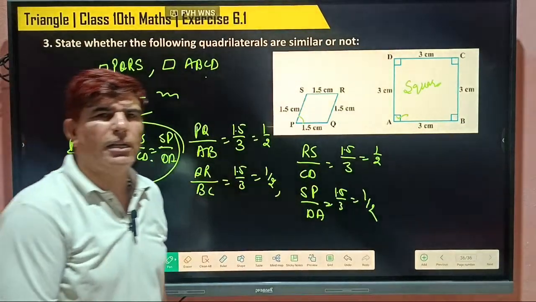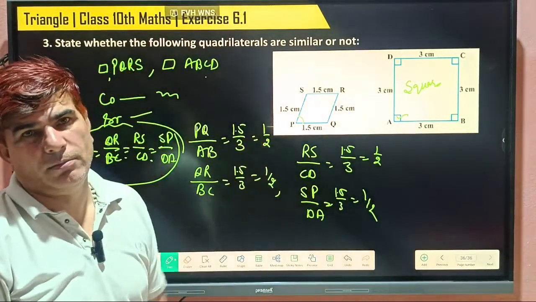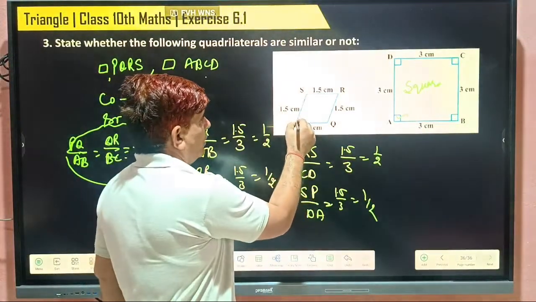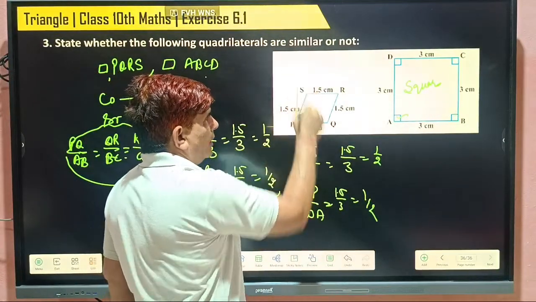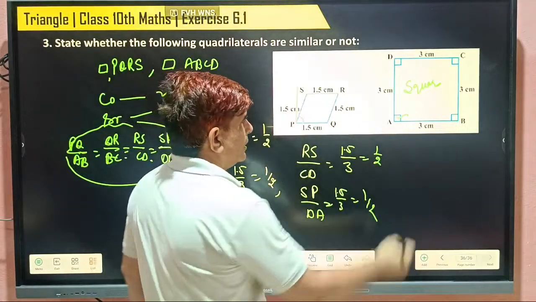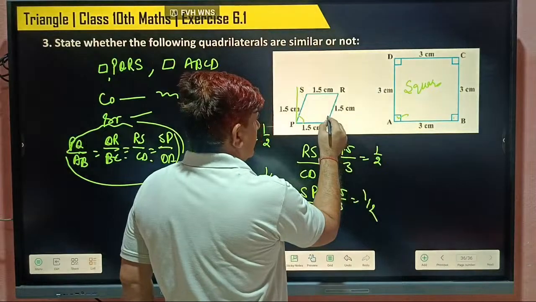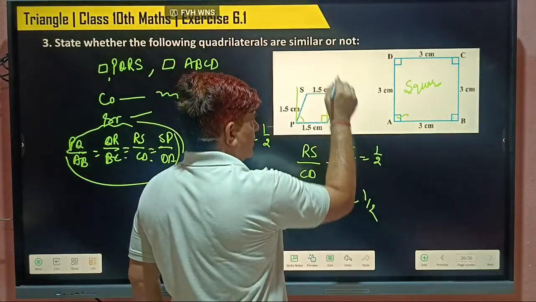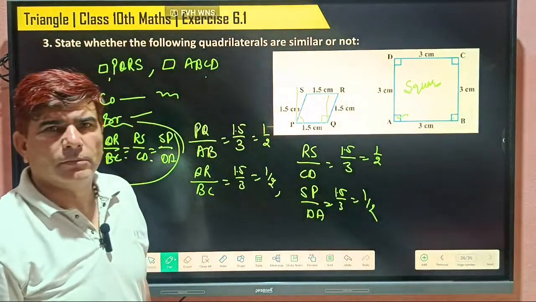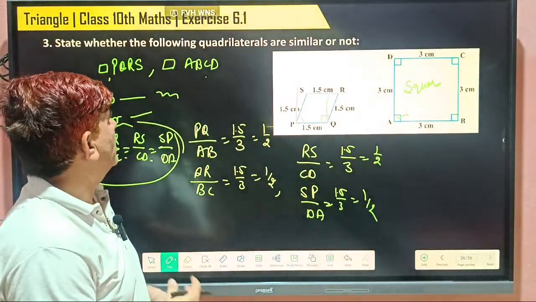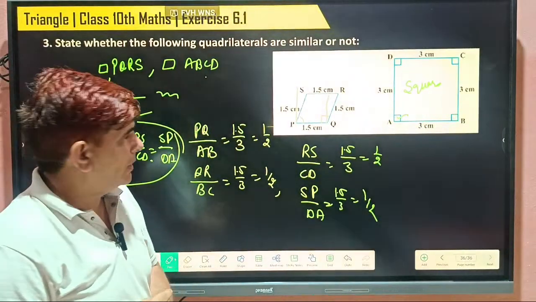Yes, satisfying the second condition. What about the first condition? This angle is not 90 degrees. A 90 degree angle would look like this. But this is 90 degrees, this is also 90 degrees, and this is also not 90 degrees. So what can we say? These two quadrilaterals are not similar.